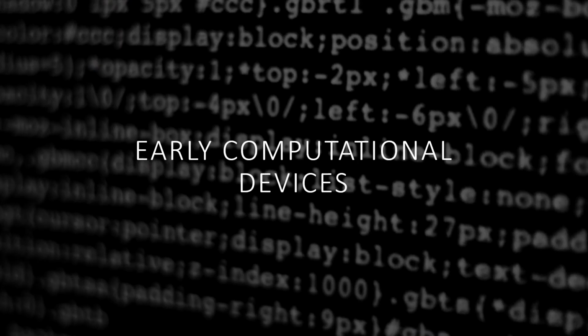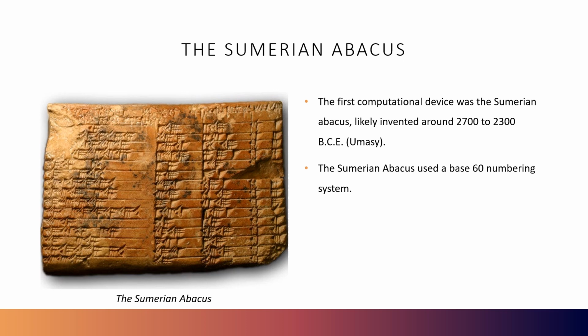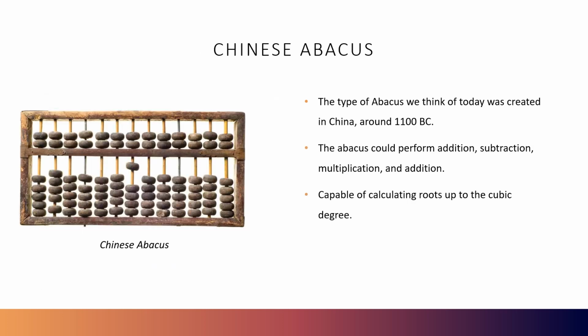Early computational devices. Humans wouldn't have gotten very far if they relied on their fingers and elbows to perform their calculations. The first known example of a computational device was the Sumerian abacus, which relied on a base 60 number system. The abacus we know and think of today, however, was developed in China around 1100 BC.